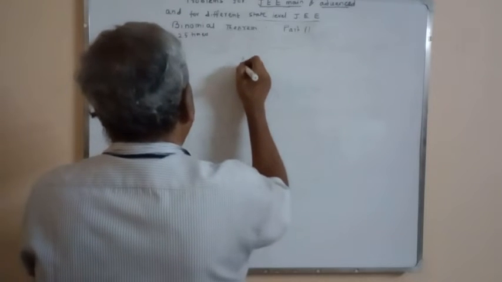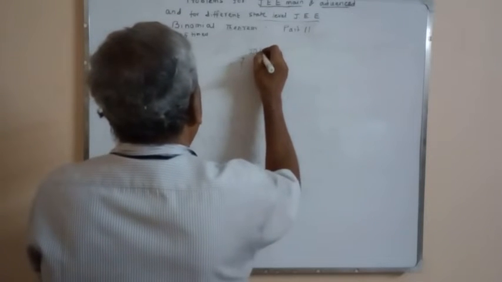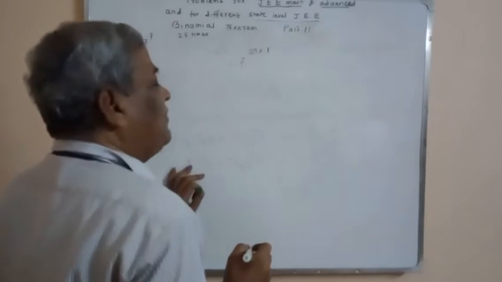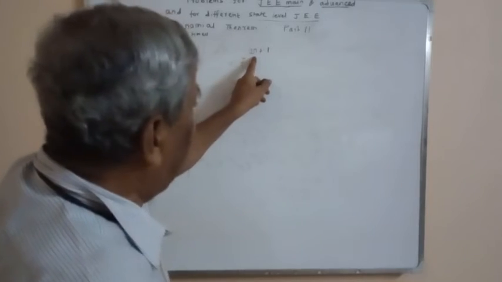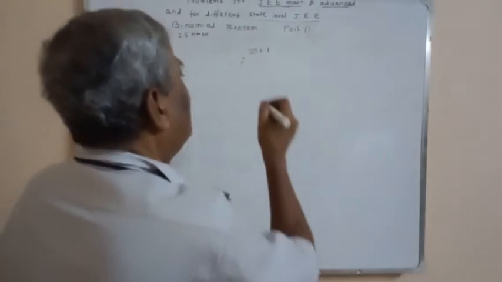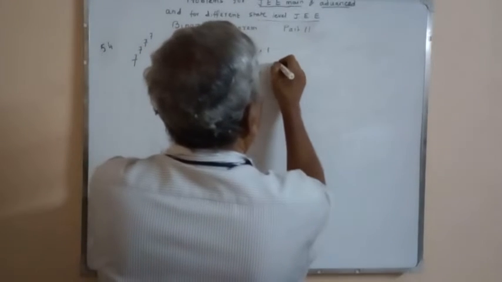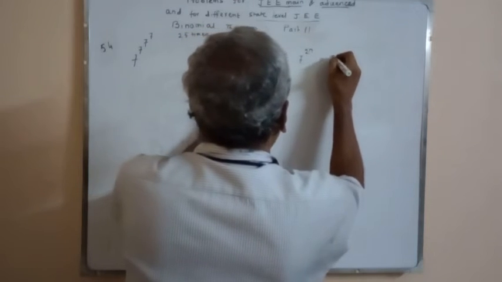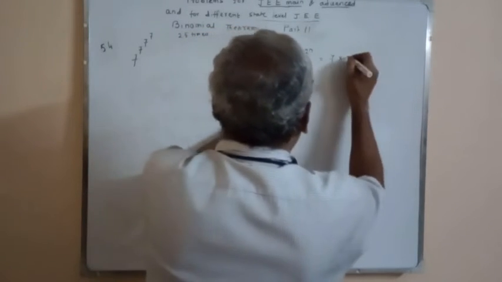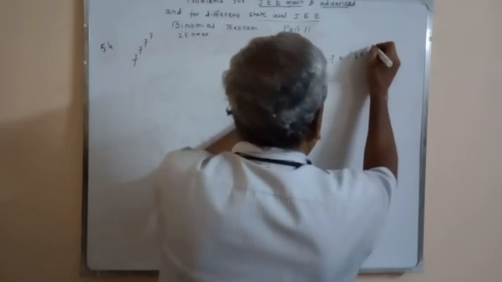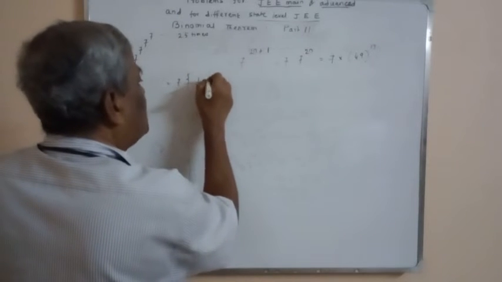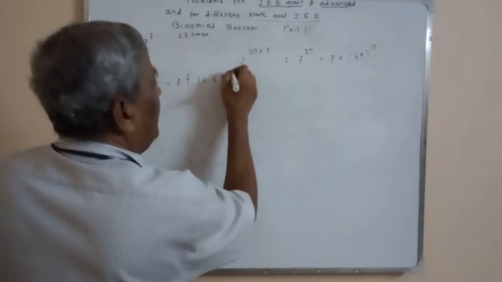This can be written as 7 to the power 2n plus 1, because for any positive integral value of n, this is an odd integer. So this is equal to 7 into 7 to the power 2n. It is equal to 7 into 7 square, that is 49, to the power n. So it is equal to 7 into 1 plus 48 whole to the power n.